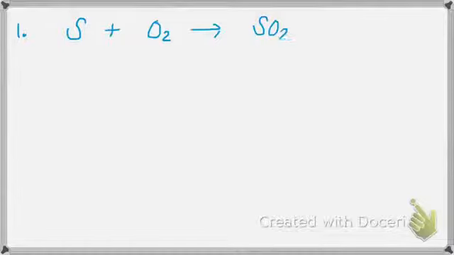It says sulfur plus oxygen yields sulfur dioxide. So sulfur is just S because it's by itself. It doesn't have a charge by itself. And then oxygen. Oxygen is one of our diatomics, so we're going to write it as O2. And then it says it yields sulfur dioxide, so it's going to be SO2. And then that one is already balanced as is, so it's good to go.